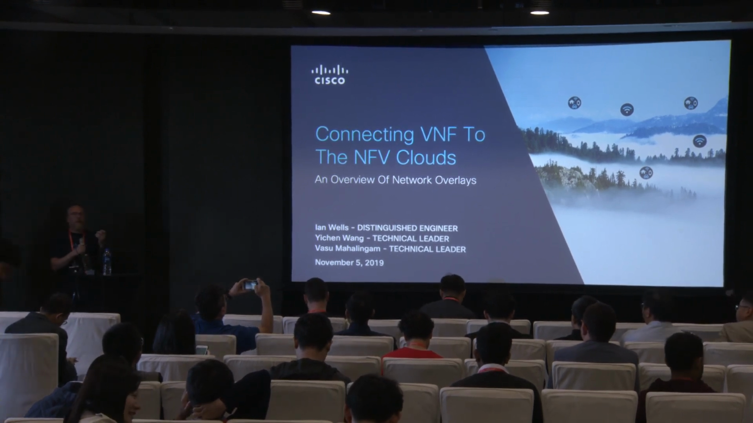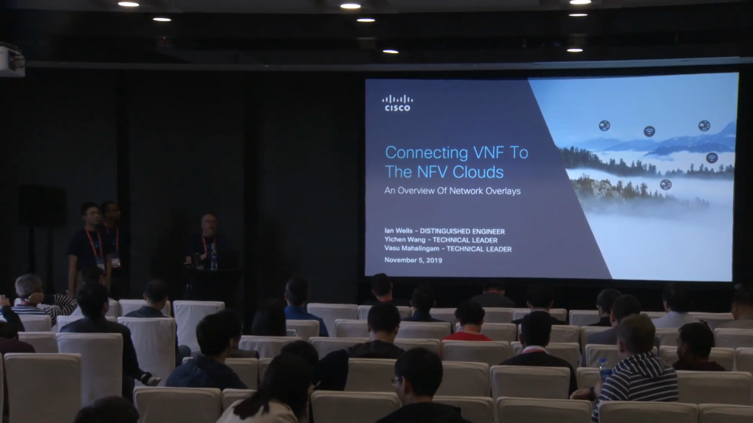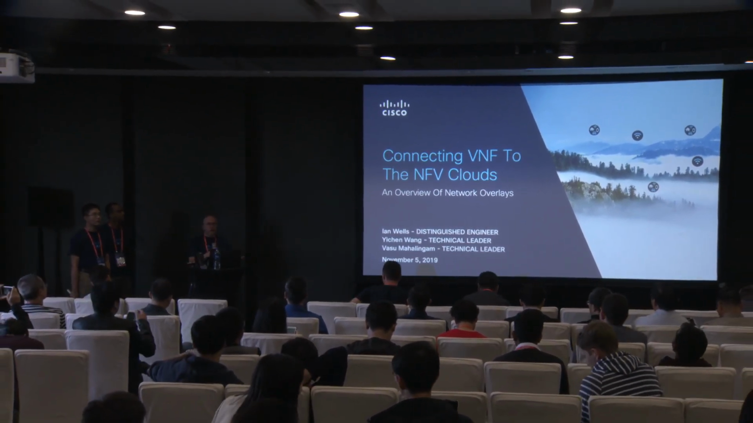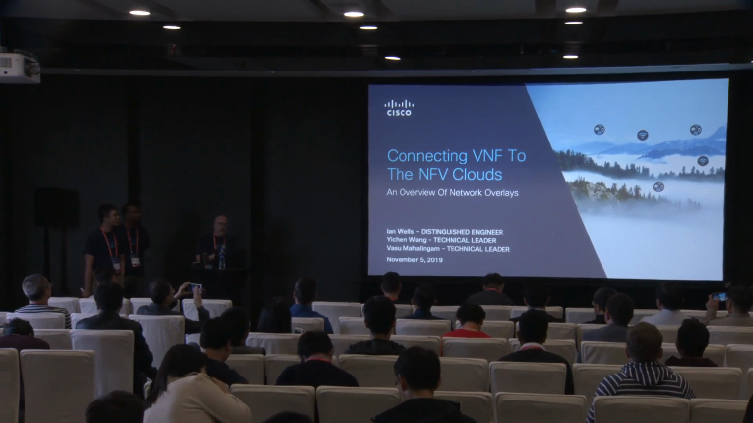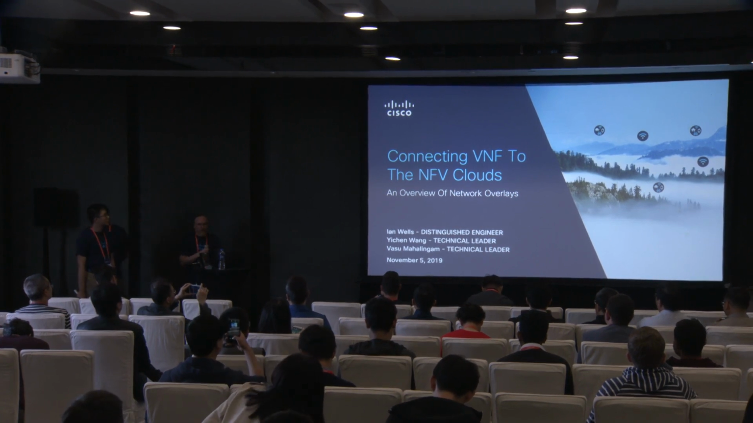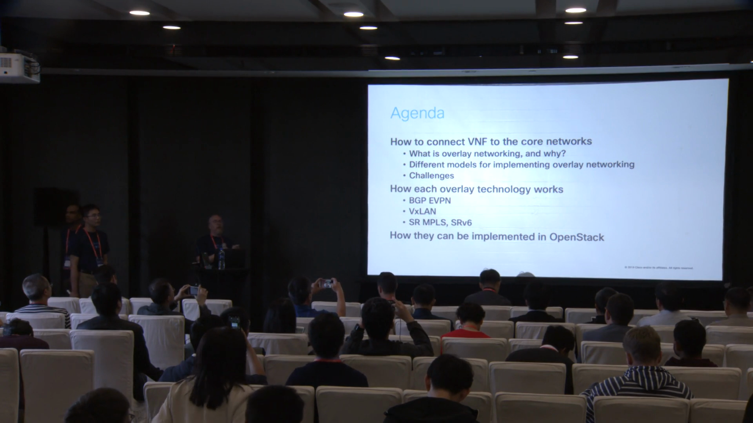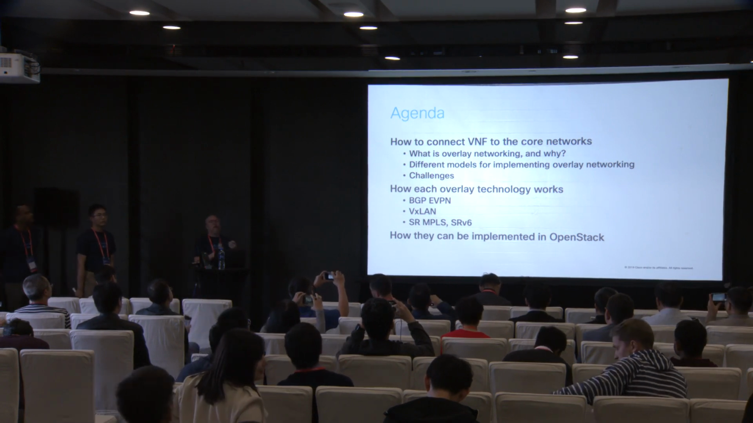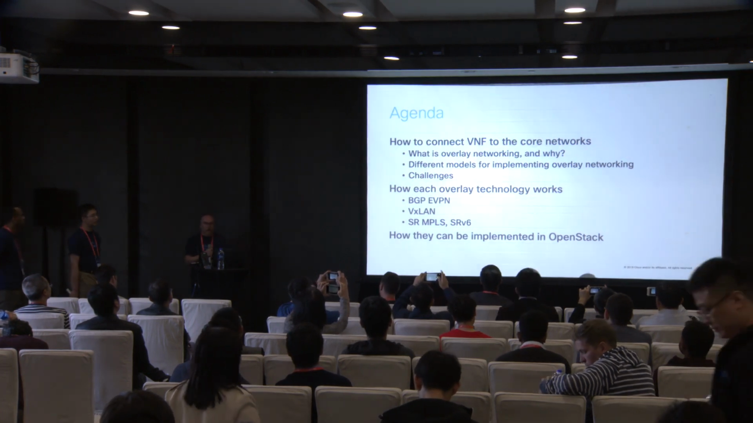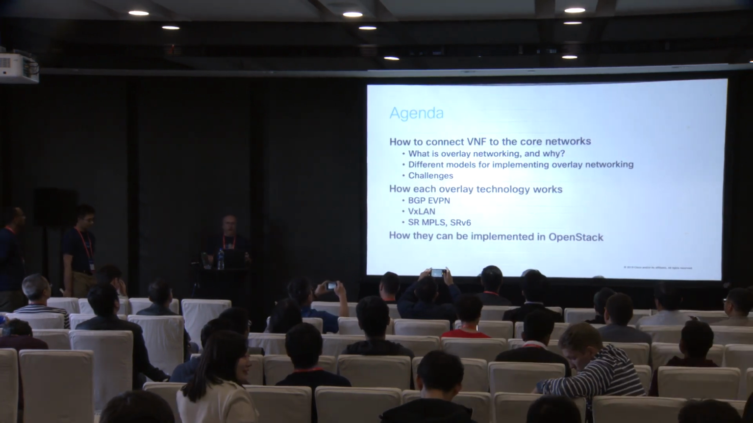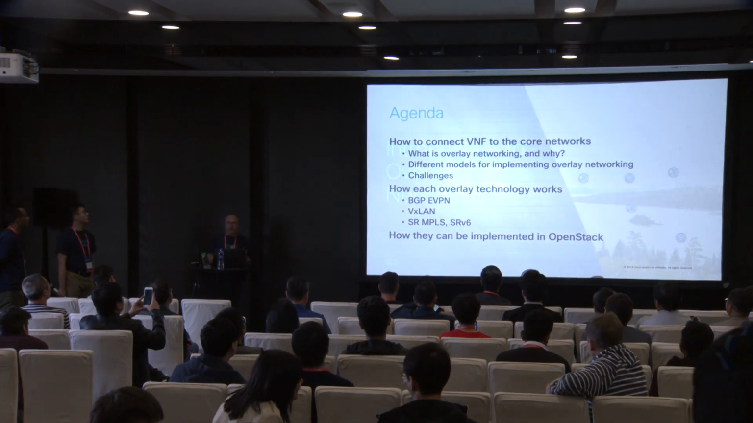Today we're just going to talk about how overlays work and how we connect our VNFs to NFV clouds, and from NFV clouds all the way out across the overlays in the wide area network, and why you would want to do that, indeed. So to break that down, we're going to talk about what overlay networking is and how the overlay networking works, how we put together those overlays using various technologies, including BGP, to make the overlays work well for us, and how they can be implemented within OpenStack.